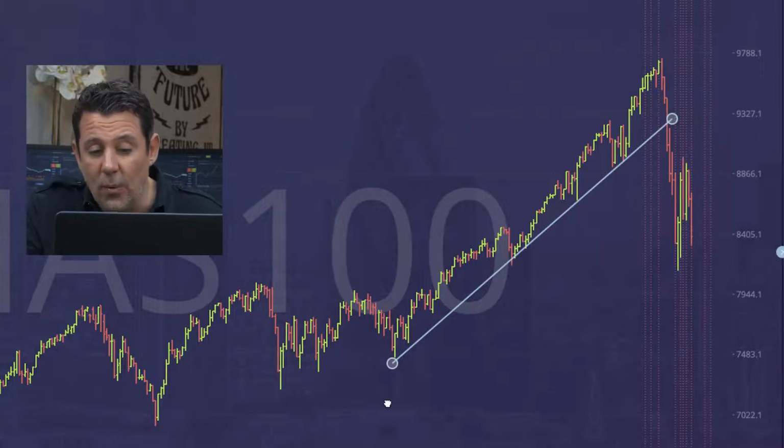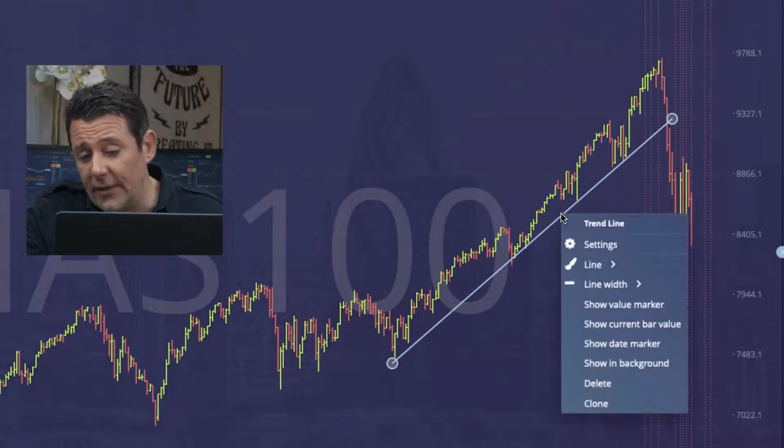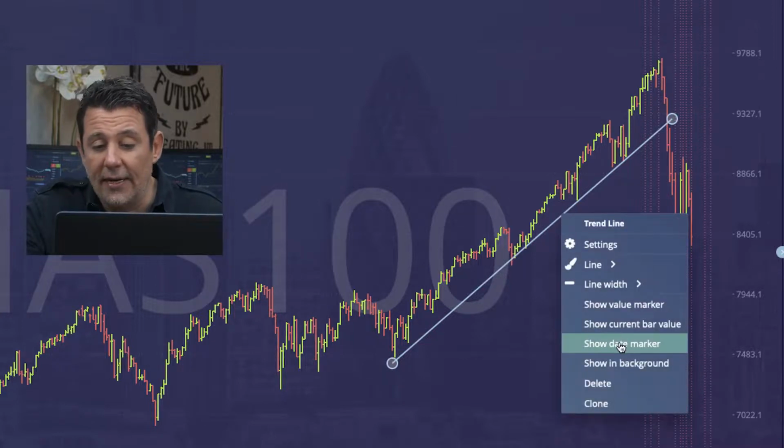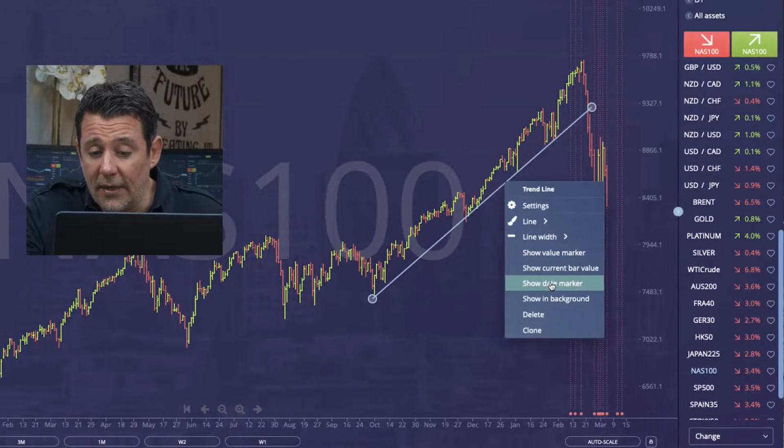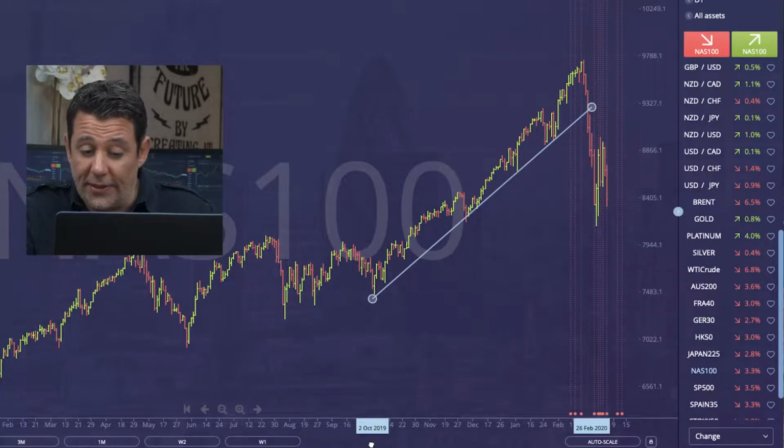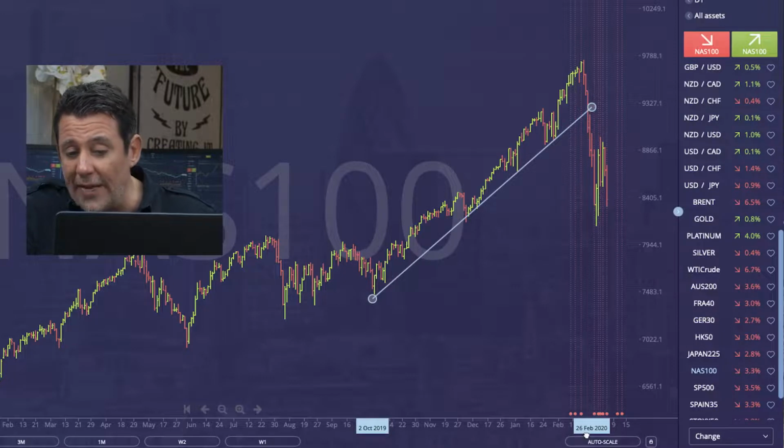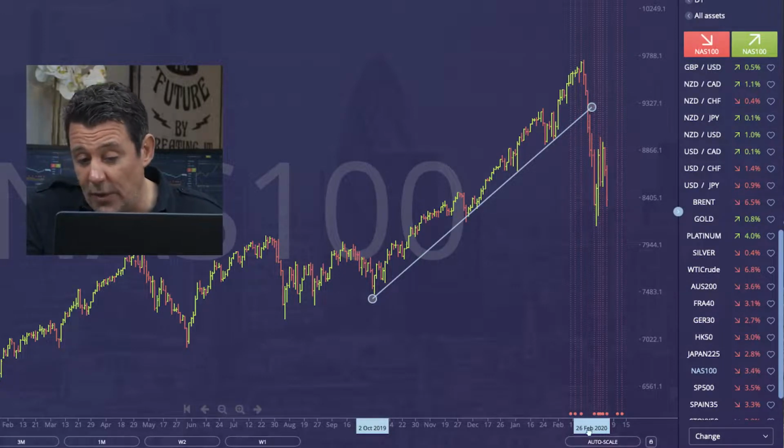Now, you'll notice that where the market broke down is an important point, and I want to know that. Where the trend started is an important point, I want to know that. In smart charts, I can right-click the trend line and show the date marker, and so I know that this trend started on the 2nd of October and ran to the 26th of Feb. That's when things broke through the trend. It's not when the market started to fall. The market started to fall a few days earlier.